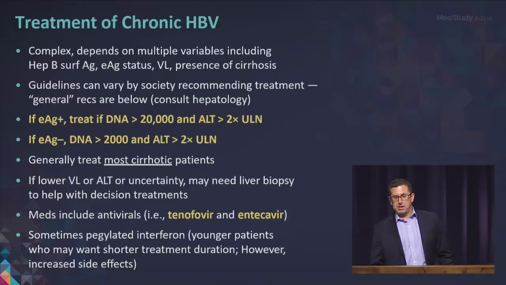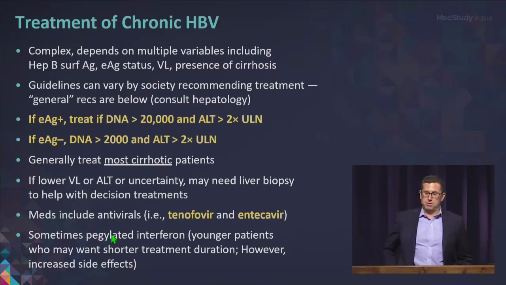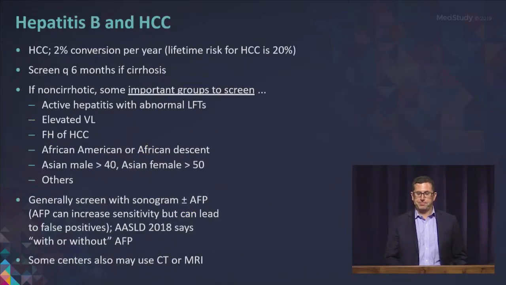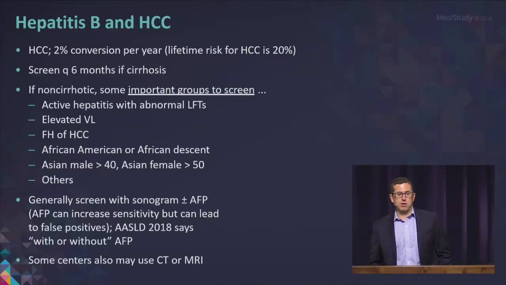The 2 most common medications you're going to see are tenofovir and entecavir. Sometimes pegylated interferon is used. This is generally used in younger patients because the treatment course is shorter, but there are higher side effects with pegylated interferon. A word on hepatitis B and HCC, or hepatocellular carcinoma.